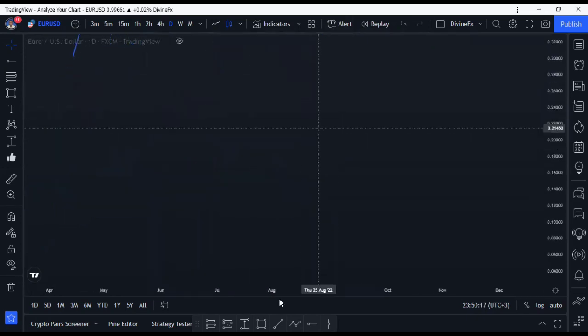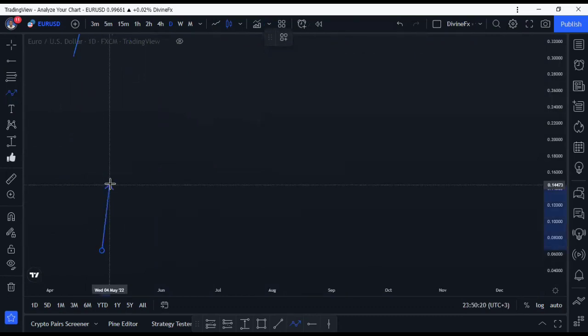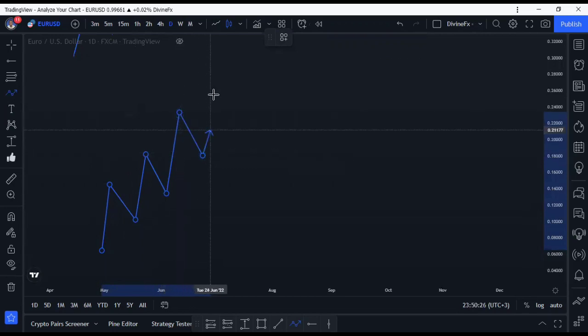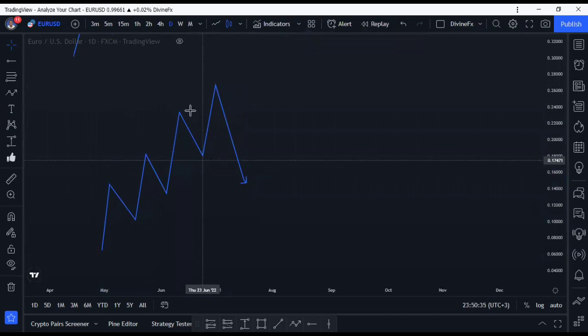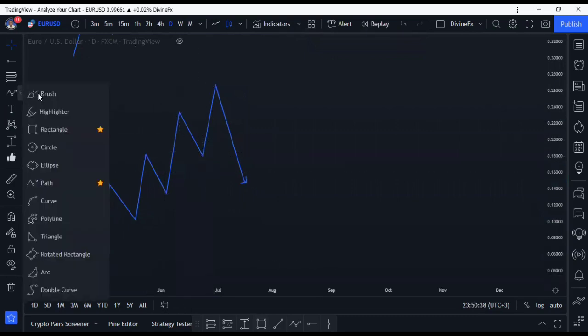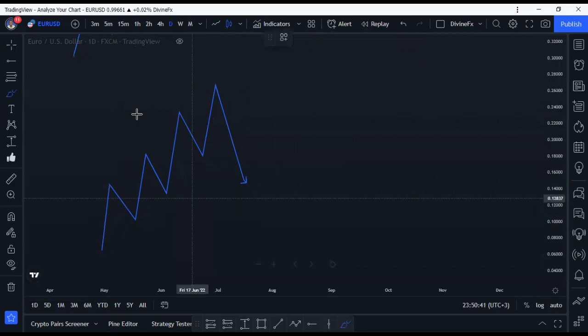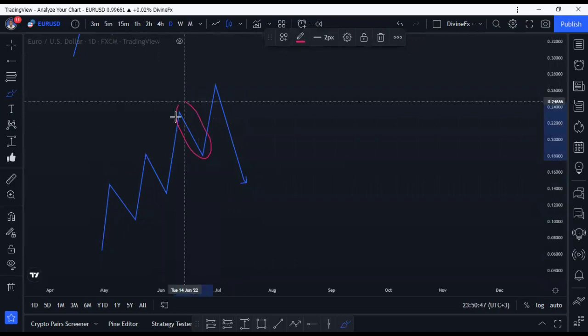So let me repeat this example. We have a higher high, higher low, higher high, higher low, higher high, higher low, higher high, then higher low. You see, at this point, price has broken these previous highs and lows. After breaking these previous highs and lows, this is where the invalidation point or invalidation level comes, which is this point over here, not this one.